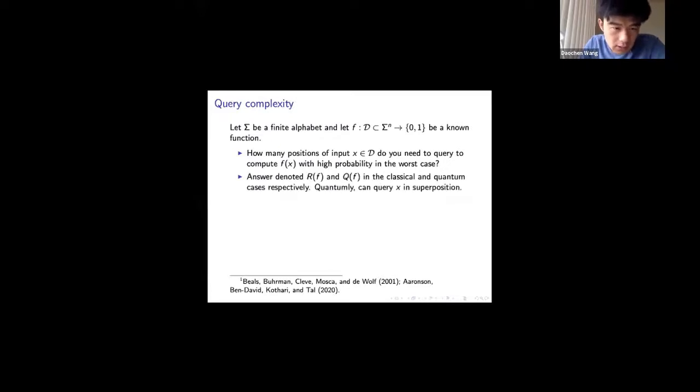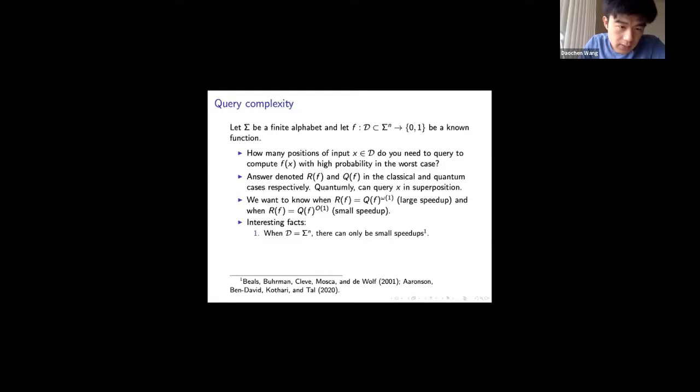And the answer to this question is denoted R(f) and Q(f) in the classical and quantum cases respectively. When we talk about the quantum case, we assume that we can query the input x in superposition. So we want to know when R can be super polynomially separated from Q, and when R must be at most polynomially separated from Q. In the former case, I'll be talking about large speedups, and in the latter case, small speedups.